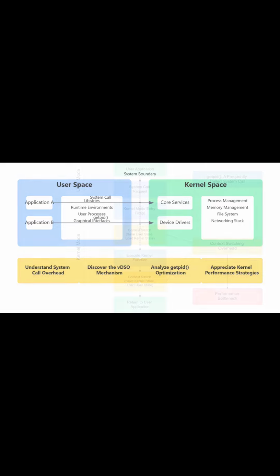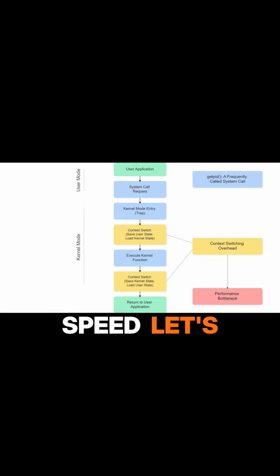Let's get started. Before we talk about speed, let's understand the cost of a traditional system call. When your application needs to do something privileged like reading a file or getting your process ID, it has to transition from user mode to kernel mode. This transition isn't free. It involves what we call context switching overhead. The CPU has to save the current state of your user mode program and load the kernel state, then execute the kernel function, and finally switch back.